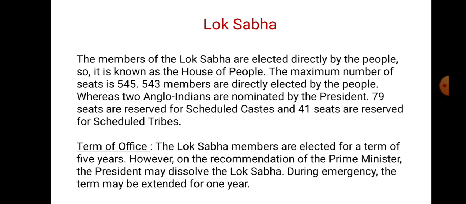Rajya Sabha, we said, is 250, whereas the total members in Lok Sabha is 545. Of these 545 members, 543 are directly elected by the whole nation, whereas the 2 members required to make 545 will be from the Anglo-Indian community. They are nominated by the President.